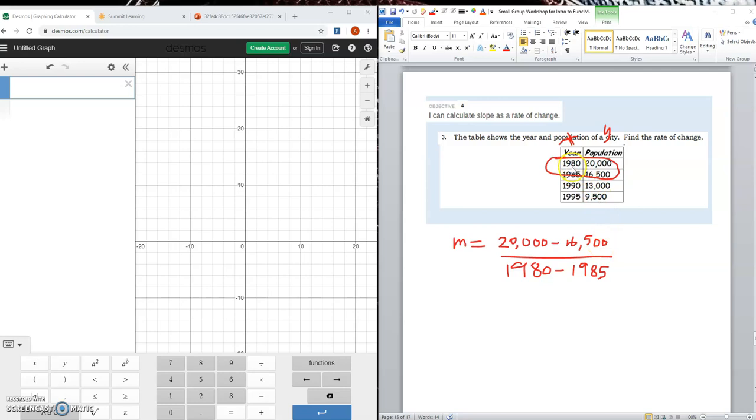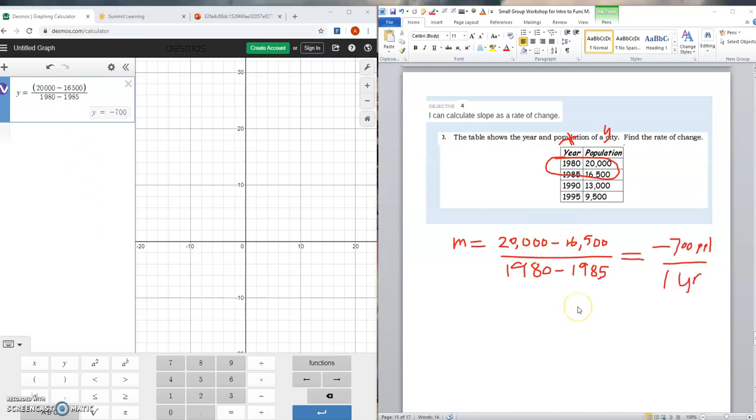Then here, when you start with your X, you also have to start where you started from the beginning. So if it's in the 20,000, you'll have to write down first your 1980 and then minus 1985, and then you're going to use Desmos. So I plugged it in on Desmos, and the only reminder I have for y'all is to make sure that you don't put the comma. So 20,000 will just be written this way, and 16,500 will just be written this way. And the answer is negative 700. And negative 700, that means that's your slope, negative 700 people per year.